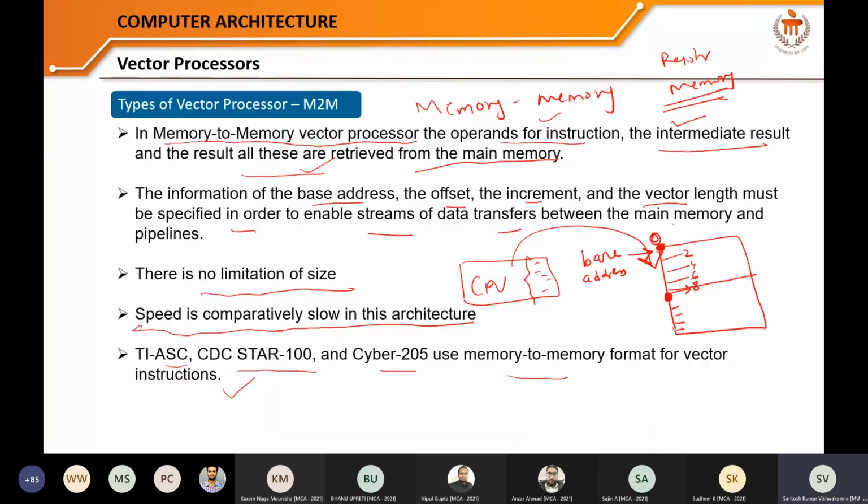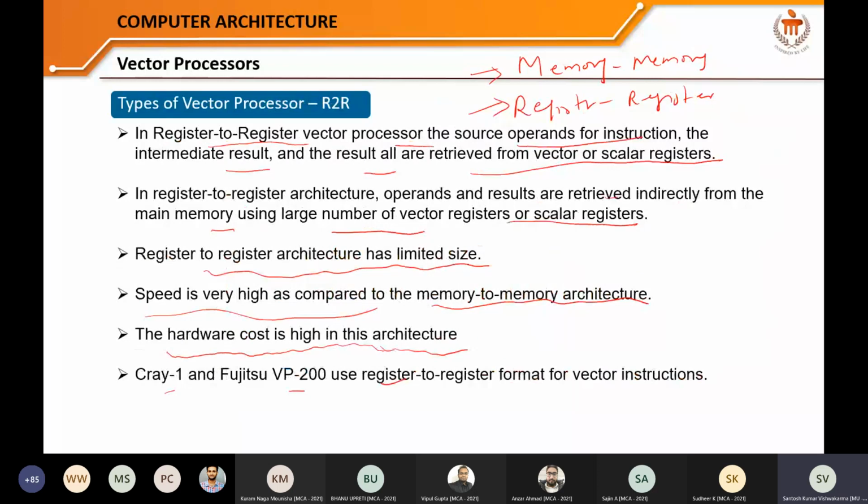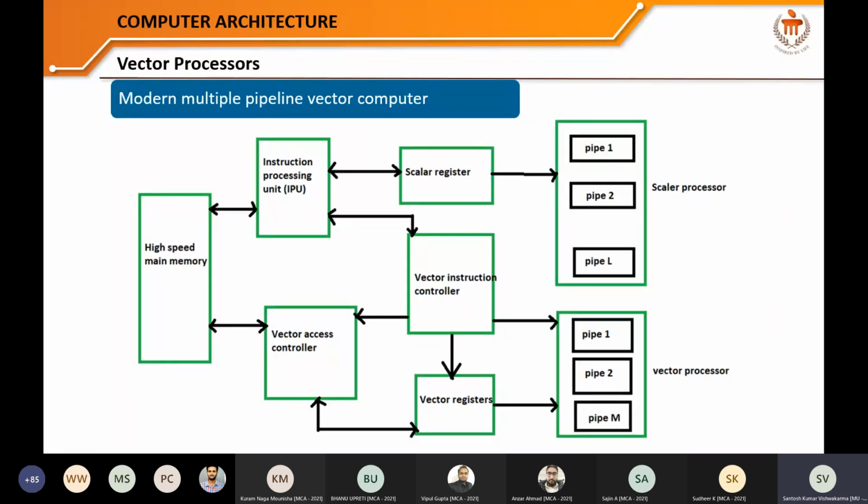Next, we have discussed the vector processor in terms of memory to memory, and the next is register to register. Before I take your questions, I may also show this diagram of modern multiple pipeline vector computers. As you can see, the first thing we have shown is the scalar processors, that is one by one. If we work with the vector processors, you can see from the architecture point of view that obviously there's a high speed main memory. We have instruction processing units, and we can have the scalar registers. In the second aspect, there is a vector access controller, and we can work with the vector instruction controller and the vector registers. But the beauty of working with vector processors is that we can have everything in pipelining, based on interdependency that is not supported.